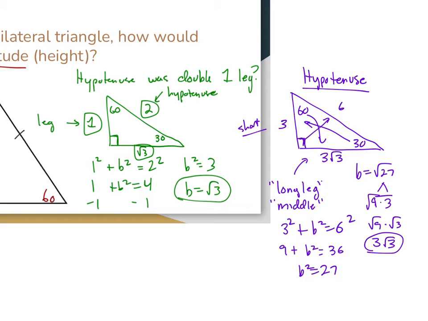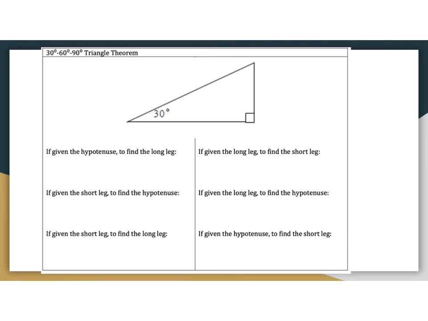So here we had 1, and we just had square root of 3. Here we have 3, and that becomes 3 square root of 3. And I wonder if a pattern might start to emerge. And believe it or not, it actually does. So when you have a 30, 60, 90, okay, what you need to consider is that 30 degrees is across from the short leg.